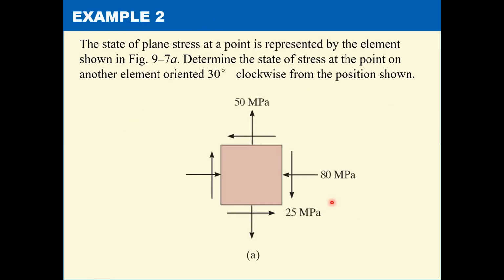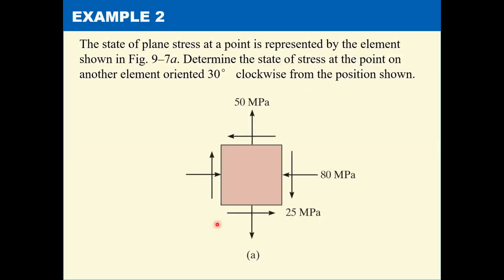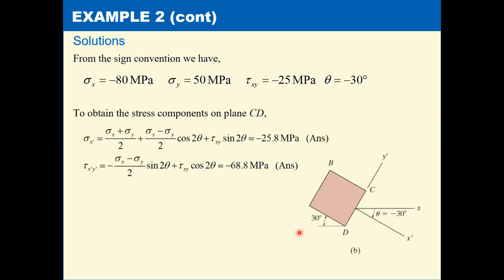So for these example problems, though, we're not going to bother with really cutting through and making the right triangles. We're just going to use our derived general equations for plane stress transformation and plug in our values that were given or that we find from our combined loadings. So these problems end up being mostly just plugging and chugging, but you do have to understand your sign conventions and understand exactly what it's asking for.